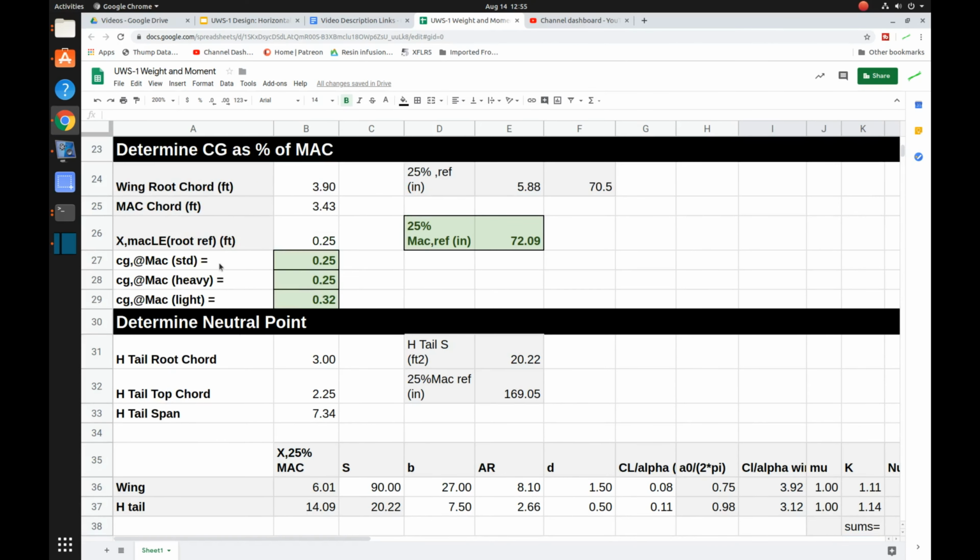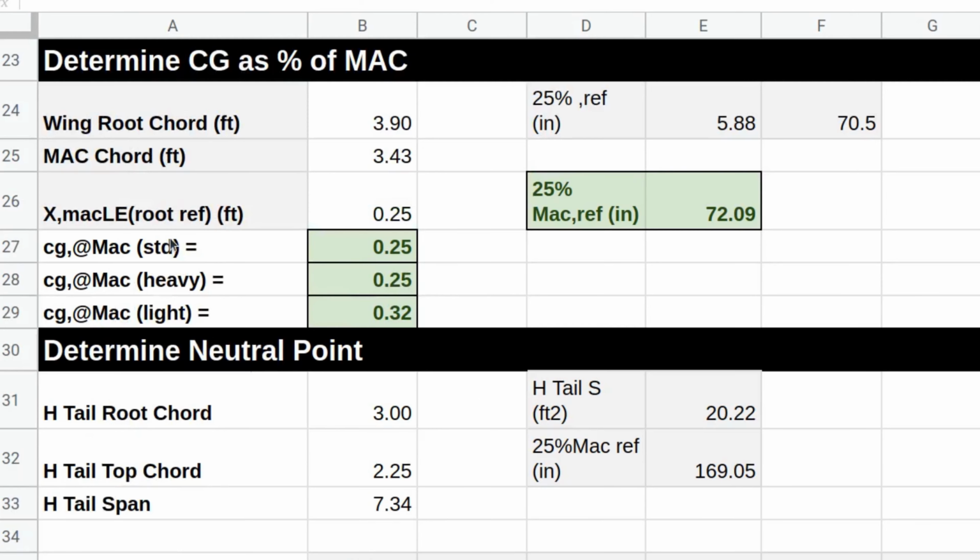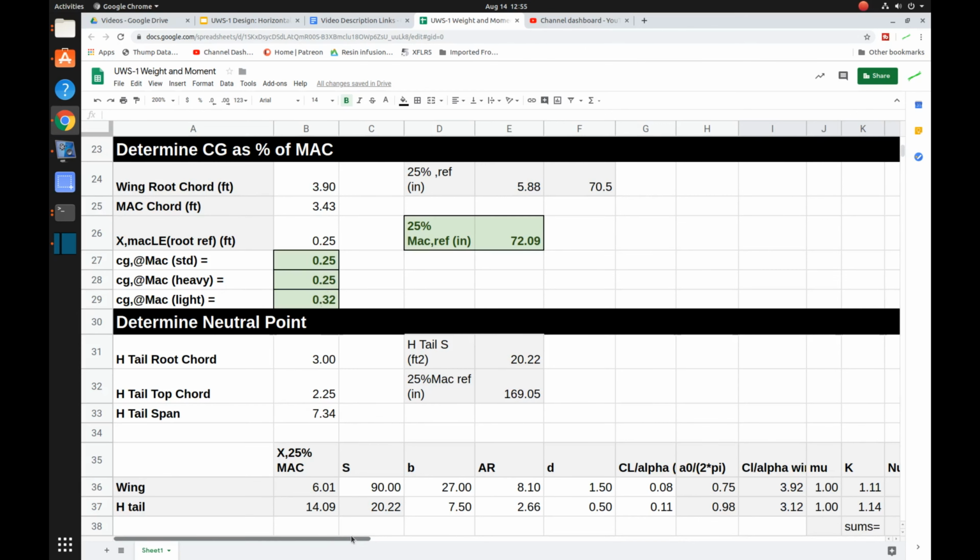Here are our CG calculations. With the standard pilot, we're at 25%. With the heavy pilot, we're still at roughly 25%. And with that light pilot, we're at 32%. So our neutral point is at 36. That means even with this farthest aft CG location, we're still 4% in front of our neutral point. So we should be statically stable.